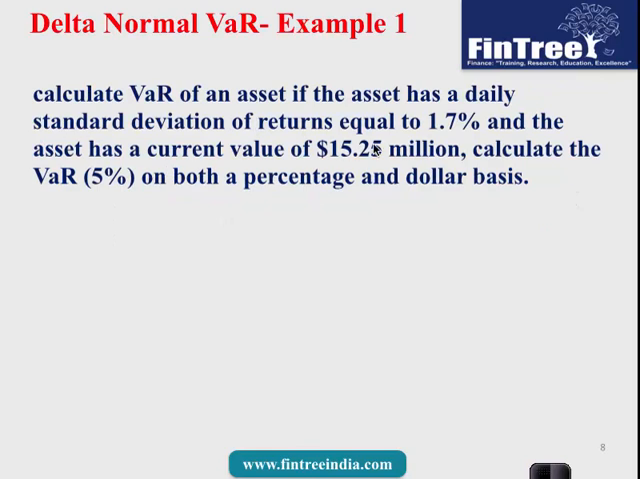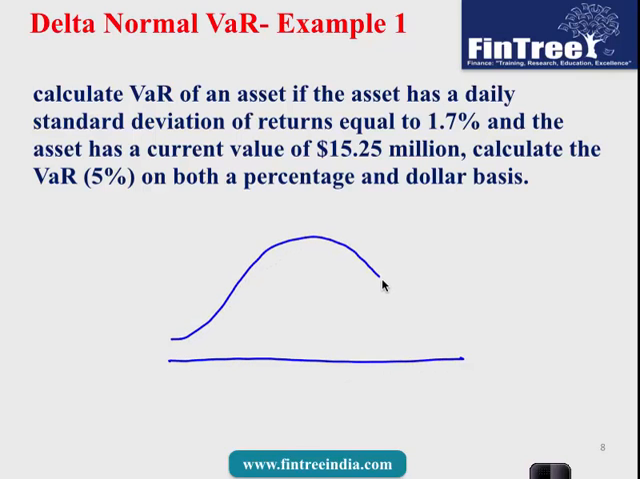First example. We have VaR of an asset which has daily standard deviation of 1.7. It has a current value of 15.25 million. Calculate VaR of 5% on both percentage and dollar basis. So here we just have the standard deviation, we do not have the returns.